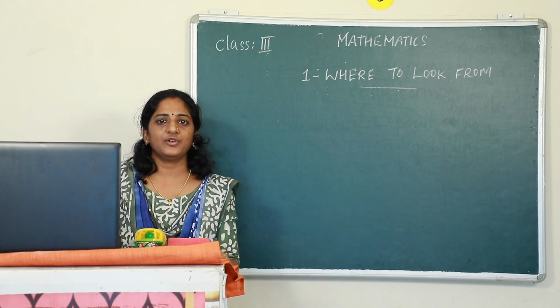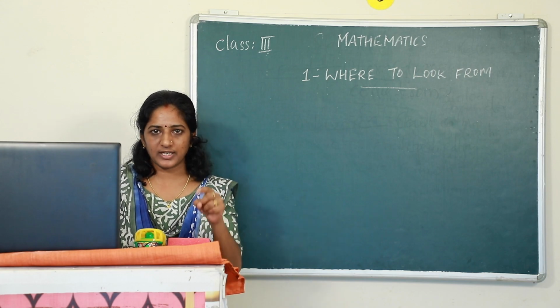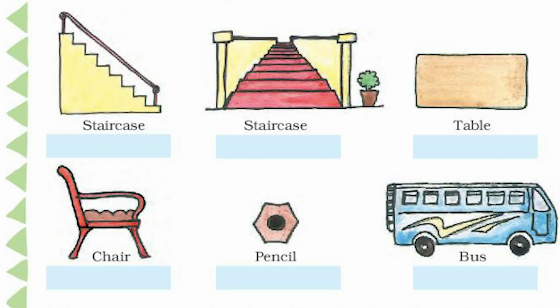So children, in your textbook, page number 2, there is an exercise for you. Can you see this in your textbook? There are some pictures given, right? You have to write which view this is. Look at the first picture. What is that? It's a staircase. Which view? Is it top view? No, this is a side view. Look at the second staircase. Yes, this is top view.